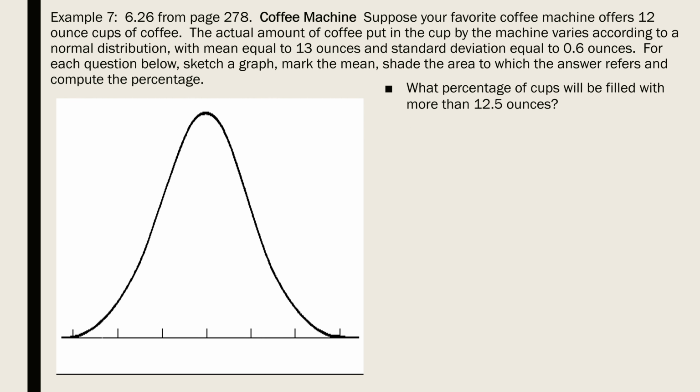Another type of question that will be asked is, what percentage of cups will be filled with more than 12.5 ounces? Again, we can put 13 here and 12.5 on the x-axis.